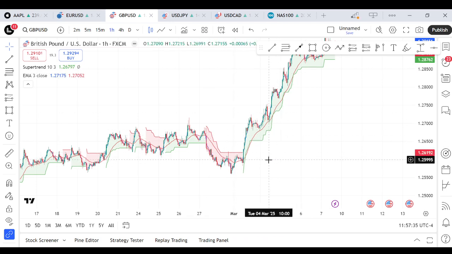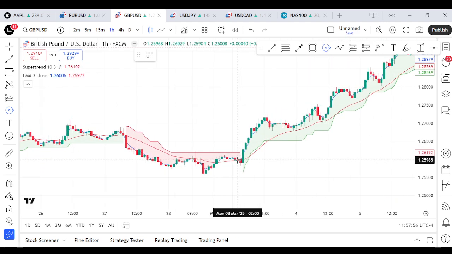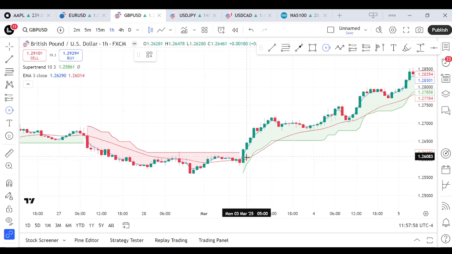So the next step is to look for entry signals. For long trades, wait for two conditions to align. The price must be above the green SuperTrend line, and the 3-period EMA must cross above the 20-period. So we should have two confluences. We should have the EMA cross above. The shorter-term EMA should cross above the longer-term EMA. We have that happening here.